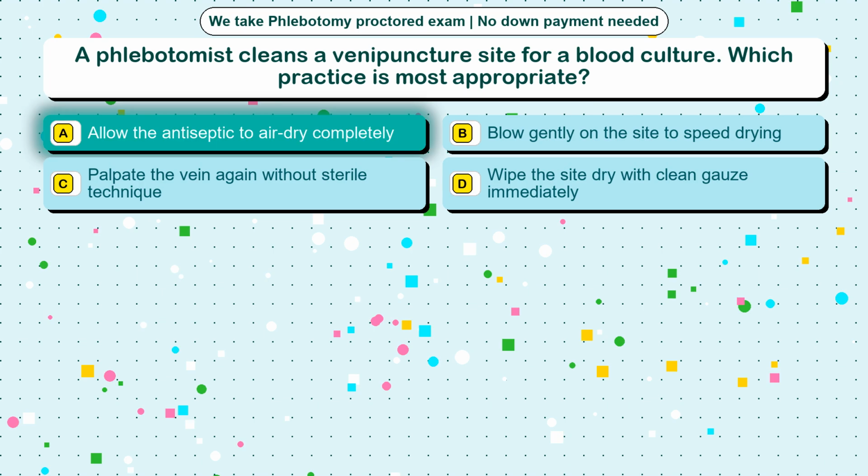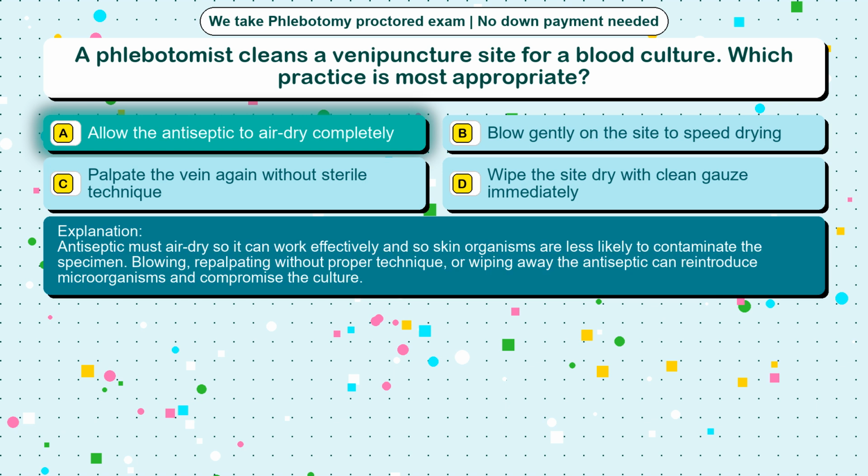The correct answer is option A. Allow the antiseptic to air dry completely. Antiseptic must air dry so it can work effectively and so skin organisms are less likely to contaminate the specimen. Blowing, repalpating without proper technique, or wiping away the antiseptic can reintroduce microorganisms and compromise the culture.